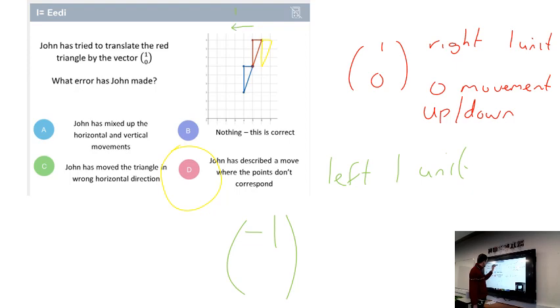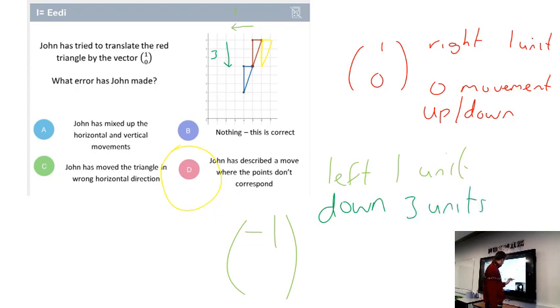So here, let's just have a look. It's gone down. How many units has it gone down? It's gone down 3 units, so this would be negative 3. So that would be the answer for this translation. So going from red to blue, it would be negative 1, negative 3. So 1 in the left direction and 3 down.